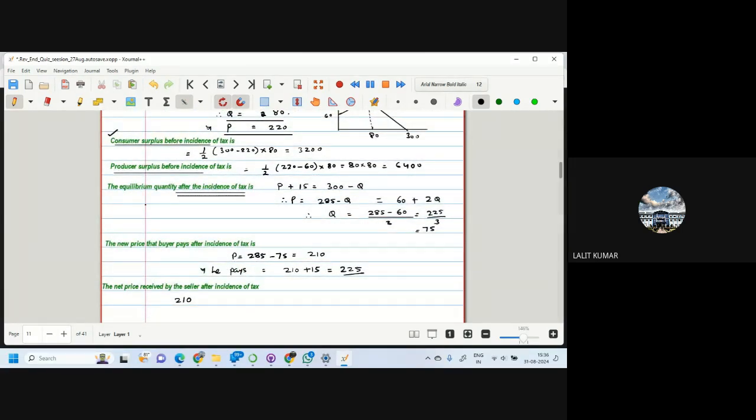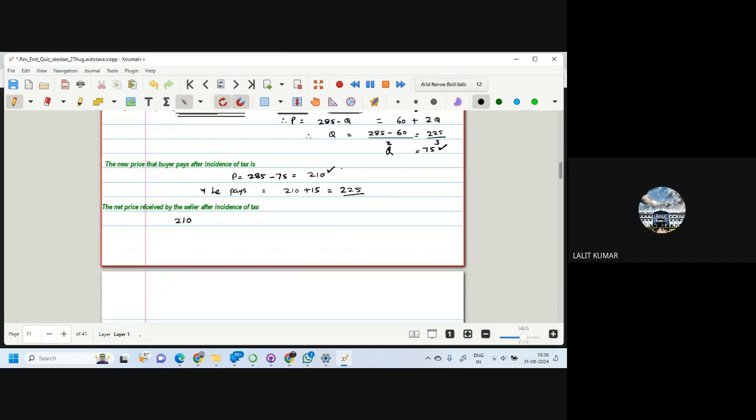So what happens if the tax is applied? With tax, now the price will increase by 15. So P plus 15 is equal to 300 minus Q. When we equate with the supply function, we get 285 minus Q is equal to 60 plus 2Q, and Q becomes 75 and P becomes 210. Now, the new price that the buyer will pay is 225. The net price received by the seller after the incidence of tax will be 210. So it becomes like this.